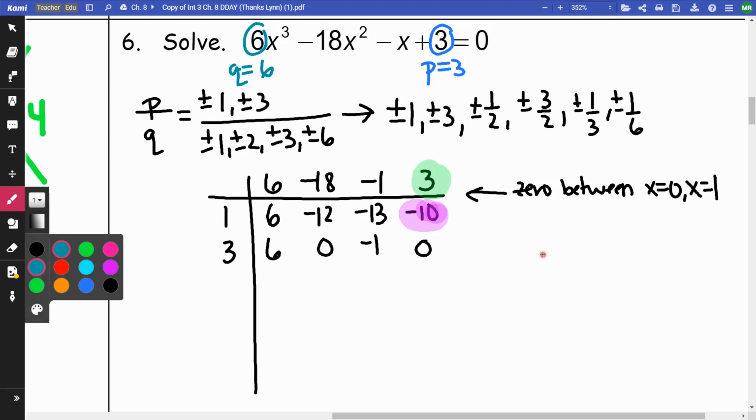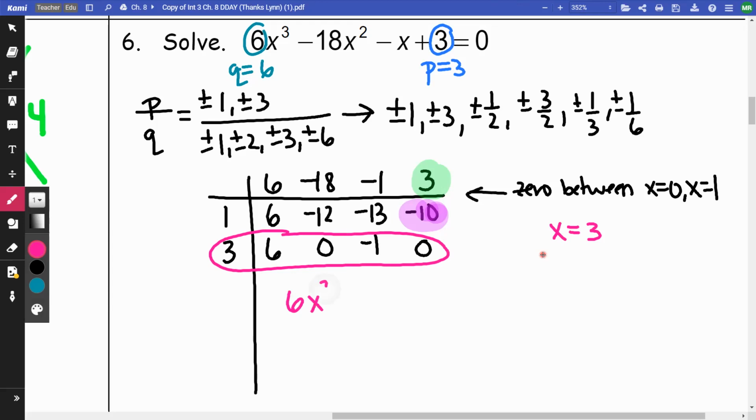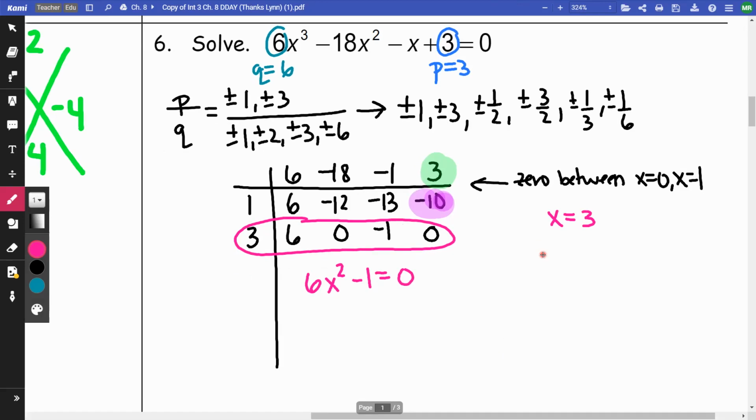Okay, so I got one of my answers here. So I know right now that x is equal to 3 as a solution. I now have this depressed polynomial 6x² - 1 equals 0. And now I'm going to solve this. So I'm going to add 1. I'm going to divide by 6. And then when I take the square root of this, I get a positive and negative.